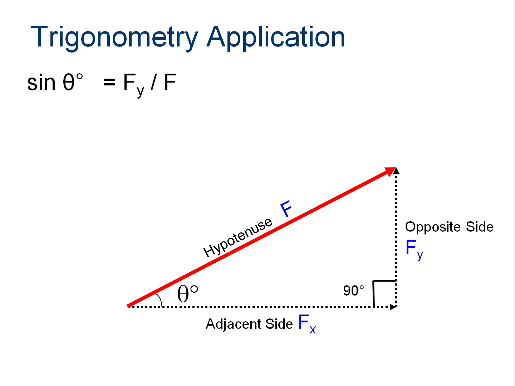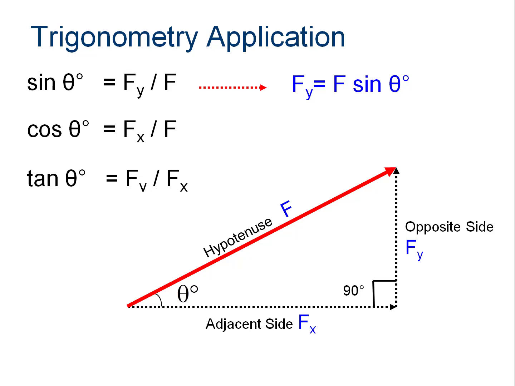So as I look at this thing, I can say that the sine of the angle is F sub y, that is the opposite side, divided by F, which is the hypotenuse. And I can say the cosine is F sub x, the adjacent side length, divided by the hypotenuse. And the tangent is F sub y divided by F sub x. Easy.